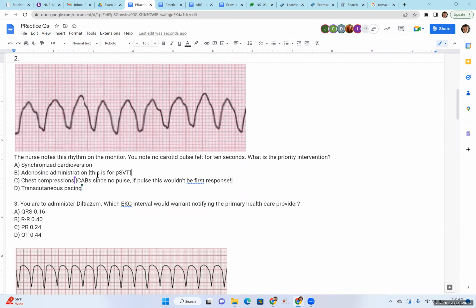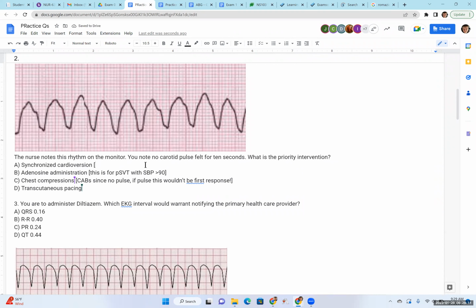So you got to make sure, that's why we do the rationales here. This is for PSVT, and if you have a good NCLEX book, it's going to give you all the stuff. Greater than 90, because it was less than 90. Nope, not doing adenosine, right? What do we do in that case? We do synchronized cardioversion, right?